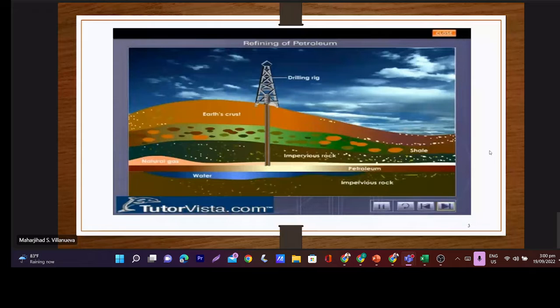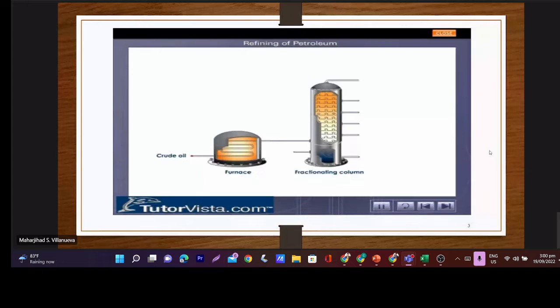Fractional distillation of petroleum is done by using a tall fractionating column or fractionating tower as shown here. Crude petroleum is heated to a temperature of about 400 degrees Celsius in a furnace, and the vapors thus formed are passed into a tall fractionating column from an inlet at its base. As the mixture of hot vapors rises in the column, it starts getting cooled gradually.